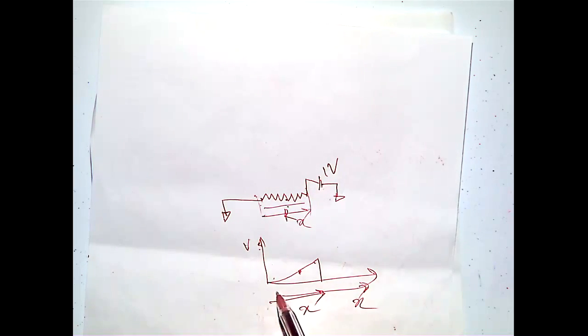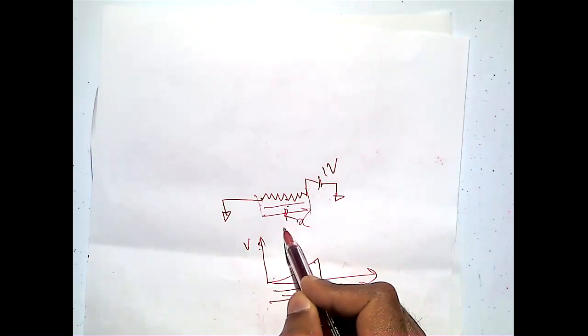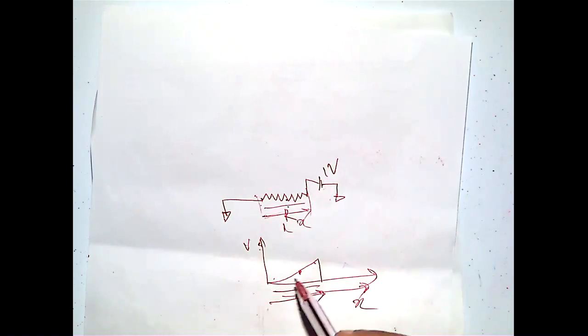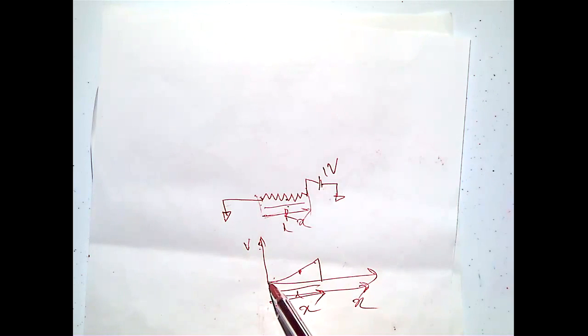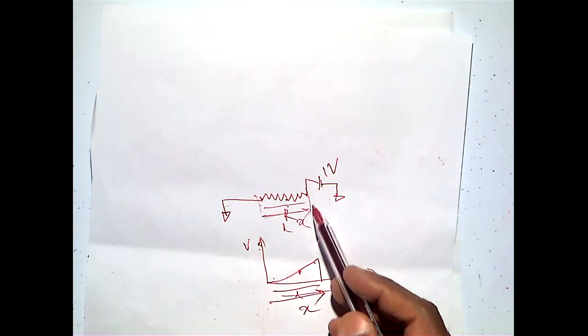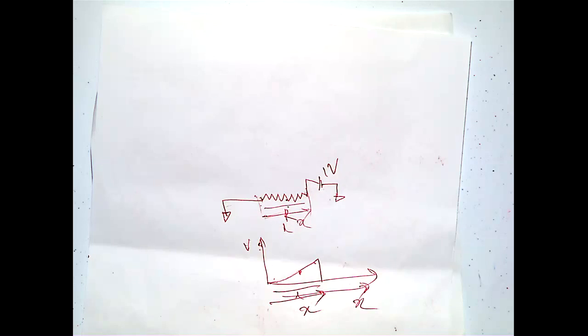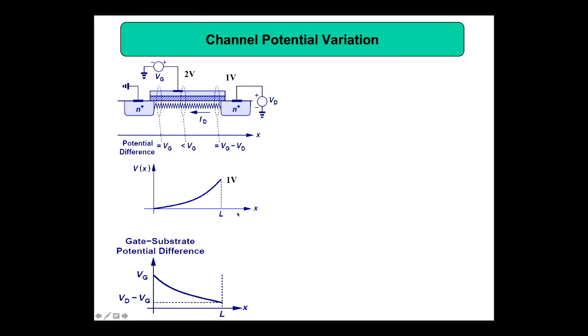This is x, this length. That is L, and then this length is L. So across the resistance, because this is grounded, this is 0, and then it is coming here, you are getting 1 volt. That's what we are getting here on the screen. Then in the next one, what we have plotted is the gate substrate potential difference.